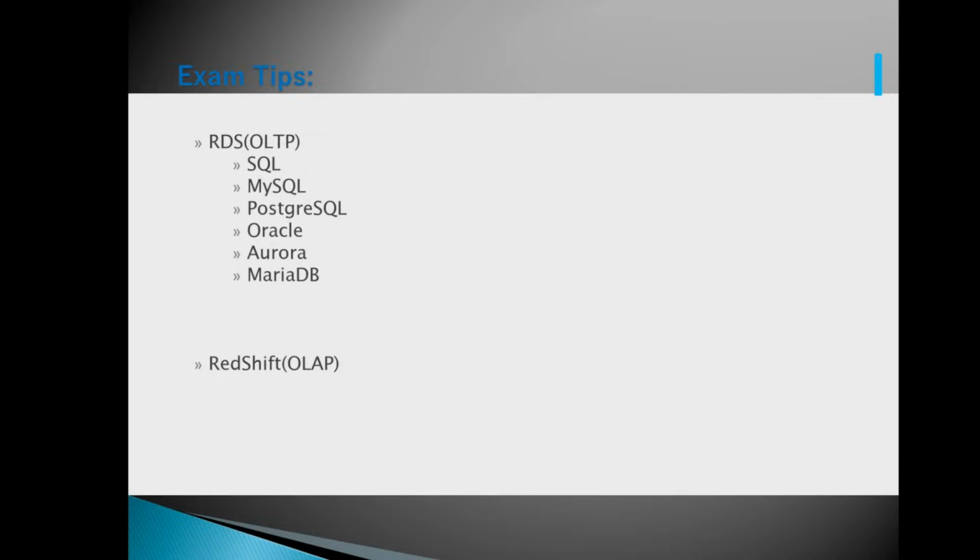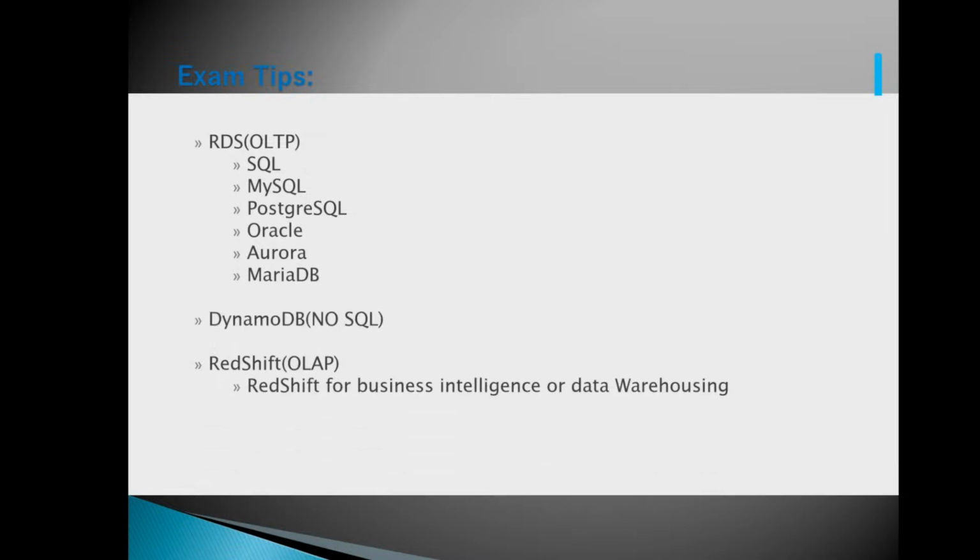Then for analyzing, you have Redshift in AWS. If you find terminology where you have to analyze the data, then you should go with Redshift. If you want to just read and write the data, that is OLTP, you should go with RDS. If you find the word NoSQL, then you have DynamoDB. Redshift is for business intelligence or data warehousing.